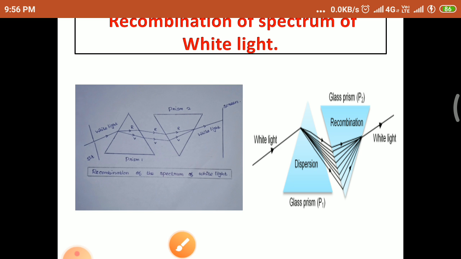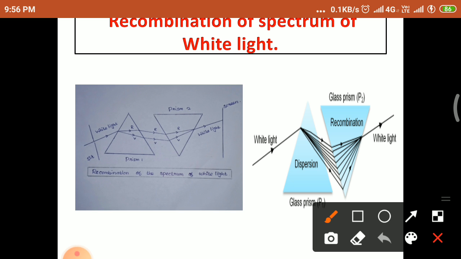So in 3 places you have to mark R and V, R and V, R and V. At the first place, R and V, dispersion takes place. And here also you have to mention R and V. Here recombination takes place, so R and V you have to write. In 2 places you have to write white light.